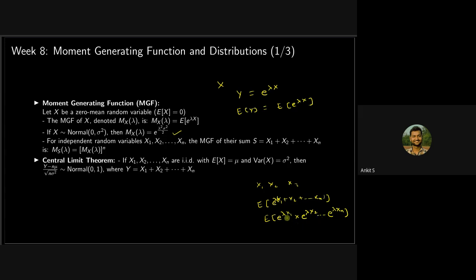Now since x1 to xn are independent, e raised to the power lambda x1 and so on are also random variables, and they will also be independent. So the expected value of the product can be written as the product of the expected values. This corresponds to the mgf of x1, mgf of x2, and so on. So we can write it as the product of the mgfs. So this was about moment generating functions.